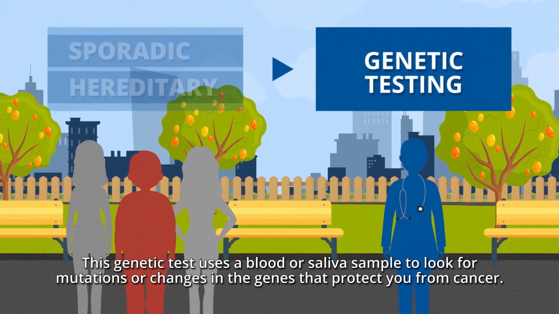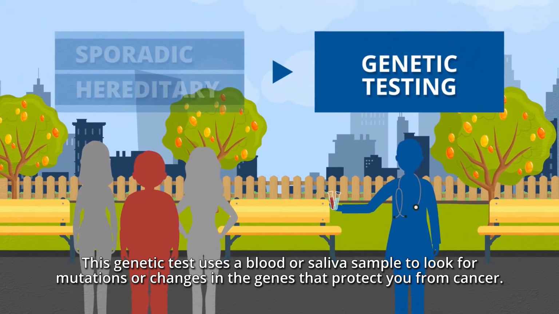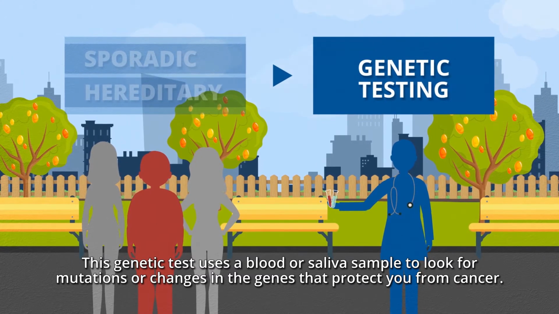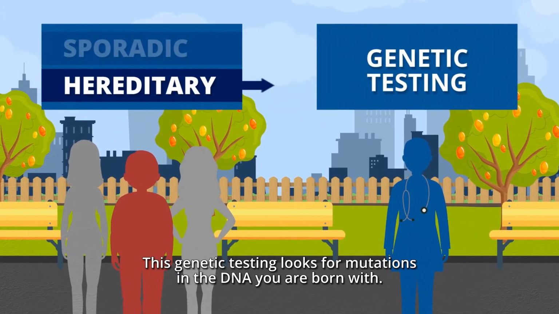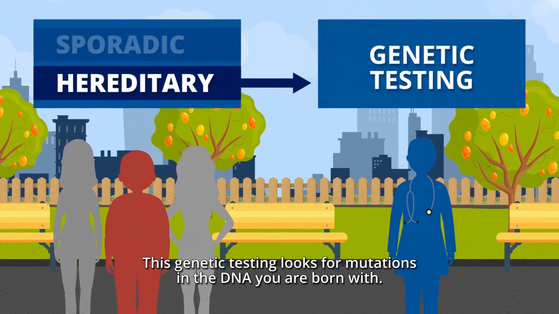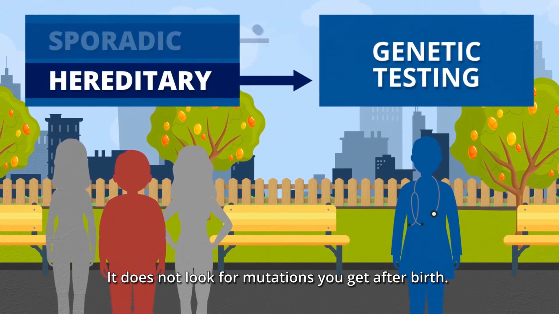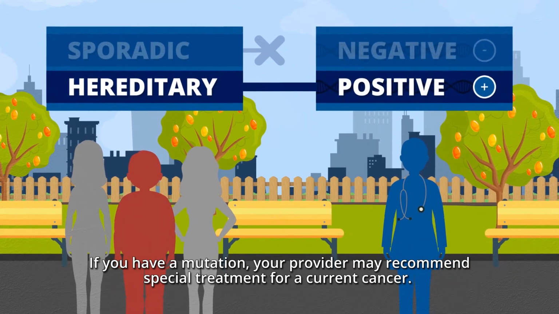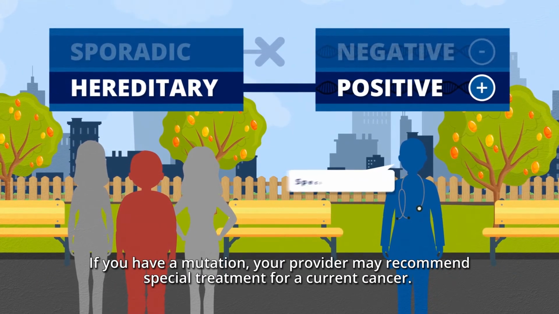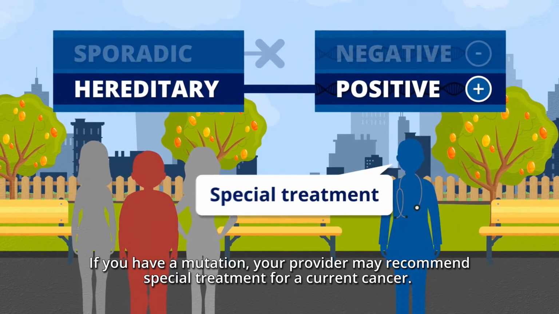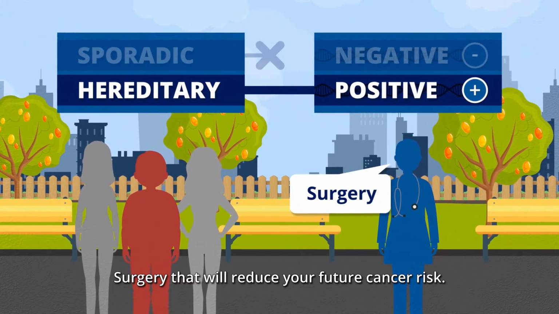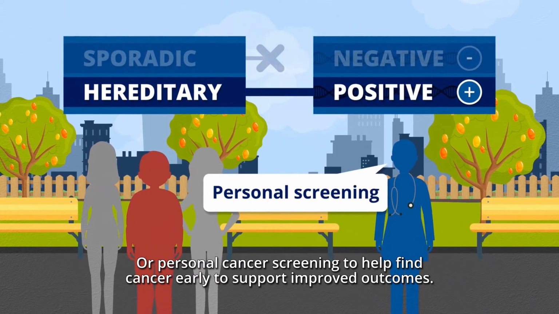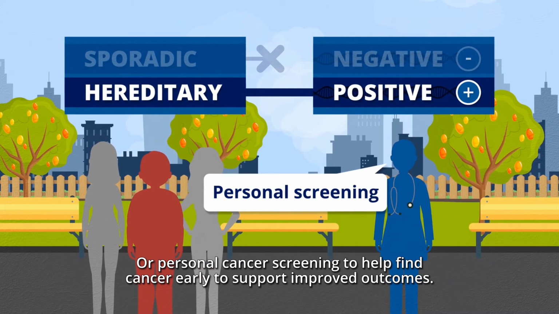This genetic test uses a blood or saliva sample to look for mutations or changes in the genes that protect you from cancer. This genetic testing looks for mutations in the DNA you are born with. It does not look for mutations you get after birth. If you have a mutation, your provider may recommend special treatment for a current cancer, surgery that will reduce your future cancer risk, or personal cancer screening to help find cancer early to support improved outcomes.